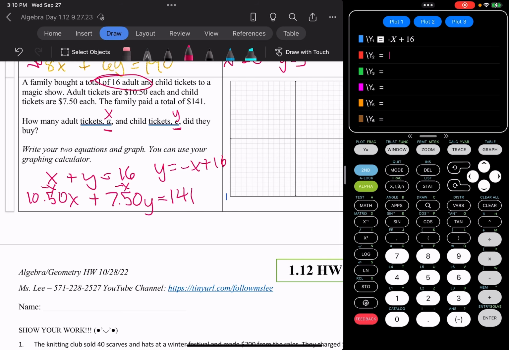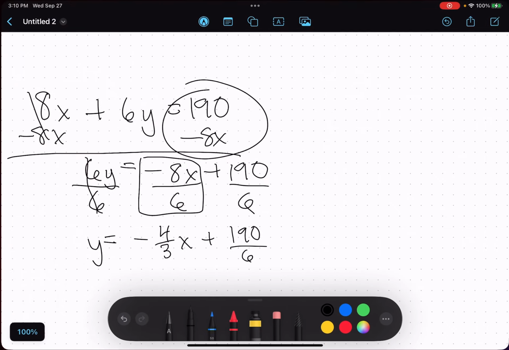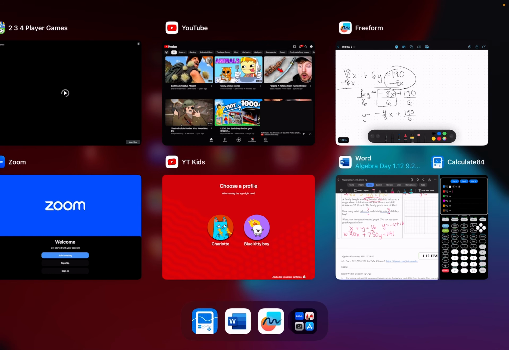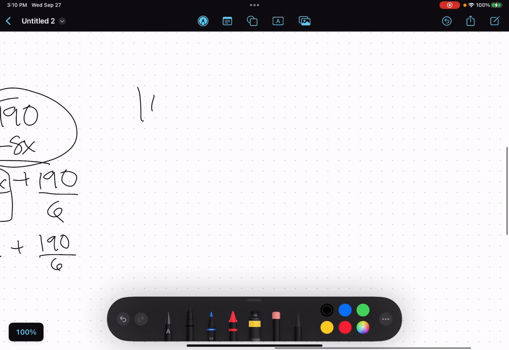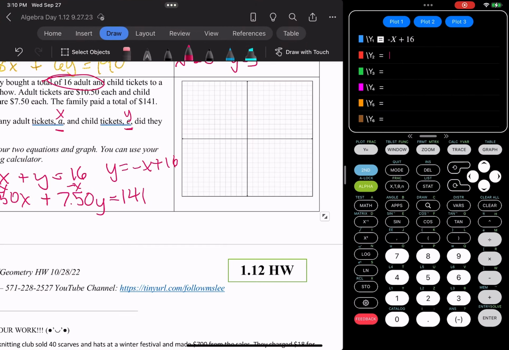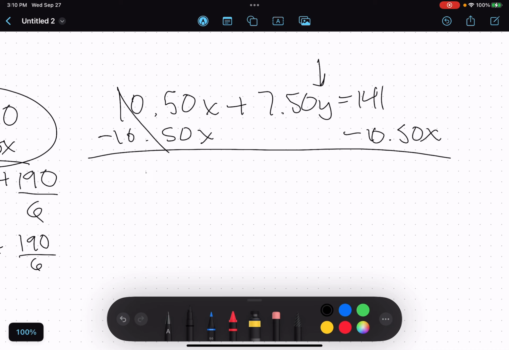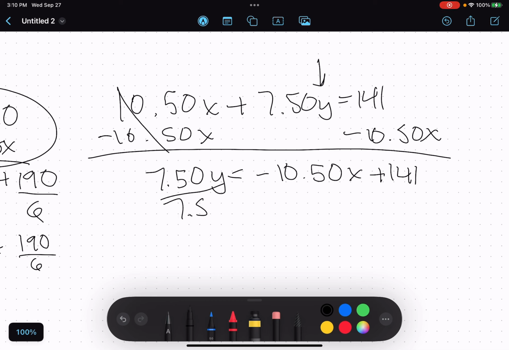The second equation, again, let's see if I can hopefully remember all of that information here, is 1050x plus 750y equals 141. All right, solving for y now. I'm going to subtract 1050x on both sides. We get 750y equals negative 1050x plus 141. Divide both sides by 750.